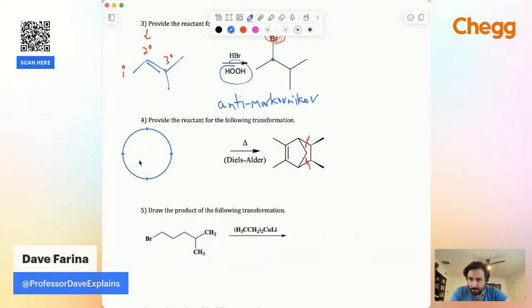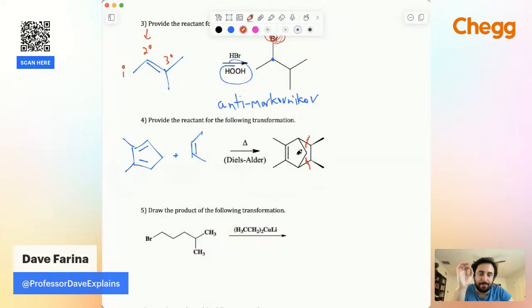Well, we're going to get, whoops, how did that become a circle? We're going to get this diene, and we're going to get this dienophile. Okay, so the point is that when the product is a bicyclic structure, it typically means the diene was already cyclic.